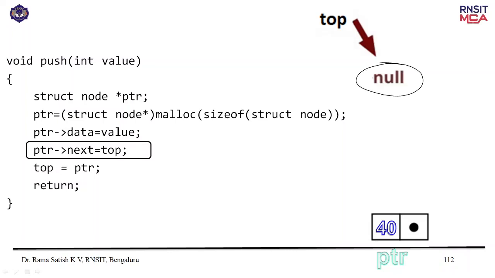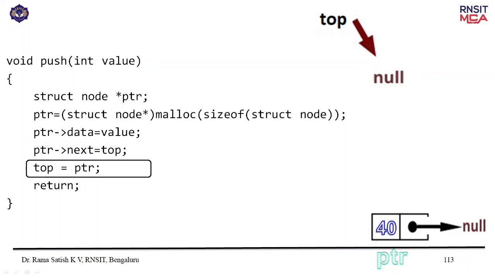Now what will it do? It will point to the PTR of next. So this PTR of next becomes wherever the top is pointing, that is, it is also null. It becomes null. Next, top is equal to PTR. So automatically top is pointing to it. Now there is only one element in the linked list, that is the stack.